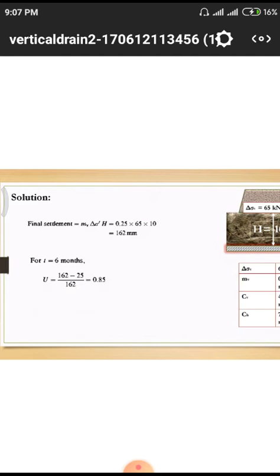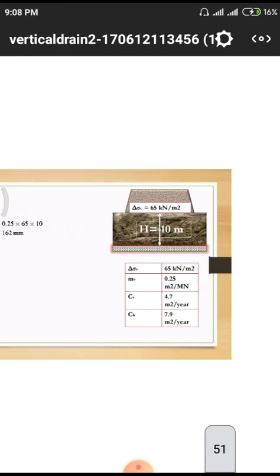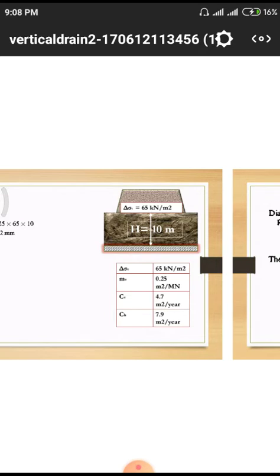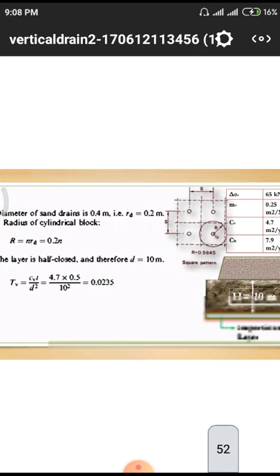For t equal to 6 months, we need the data. For 1 year we have a settlement of 25. So U equals 162 minus 25 by 162, which gives 0.85 for every 6 months. This is the data given.